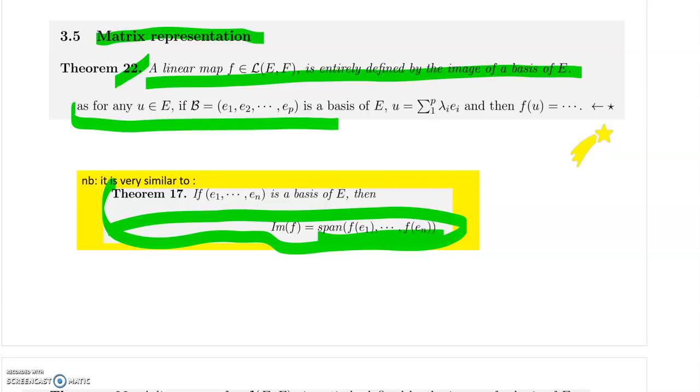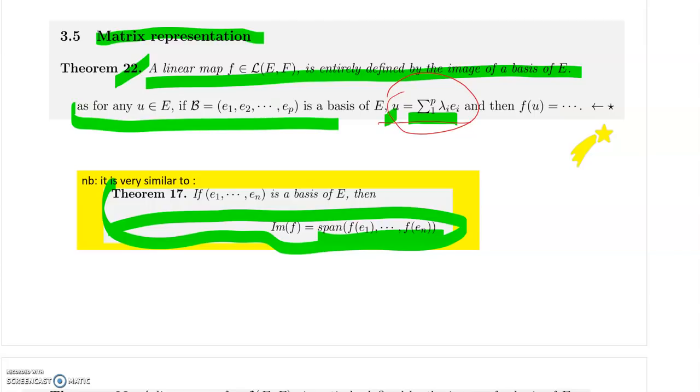So assume you've got a basis that is composed of, let's say, P vectors. So that means that any item U in E can be written as a linear combination of those basis items. This is exactly what is written here, okay? And then what is F of U? Okay, so pause for a while and try to write it using the linearity of F. Pause the video and write what it gives you, so that you understand why this is entirely defined by the image of the elements of the basis.